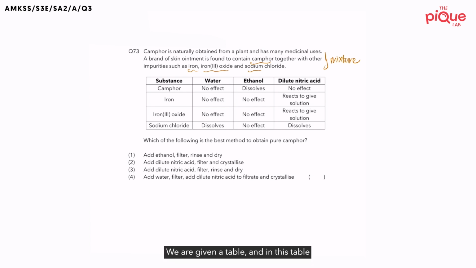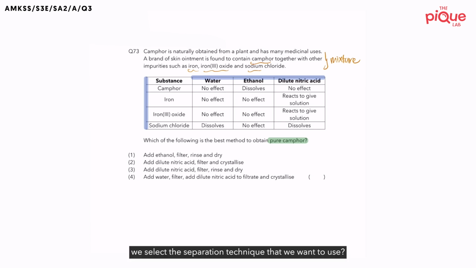Moving on, we are given a table, and in this table, we have a list of substances which are present inside this mixture. As well, we are given some liquids over here which can be used to attain some form of chemical reactions. However, let us take a look at what the question wants before we decide how we can use the table to answer this question. The question asks, which of the following is the best method to obtain pure camphor? Since we are trying to obtain pure camphor, this question is actually related to the topic on separation techniques.